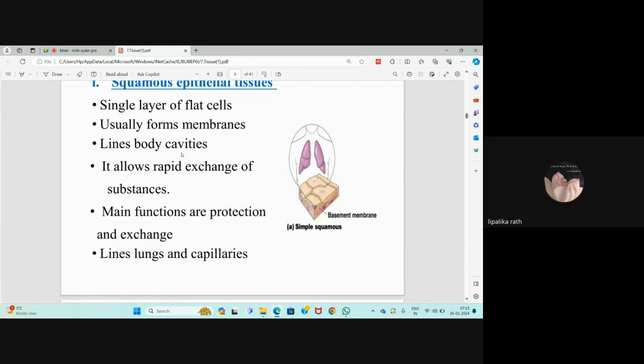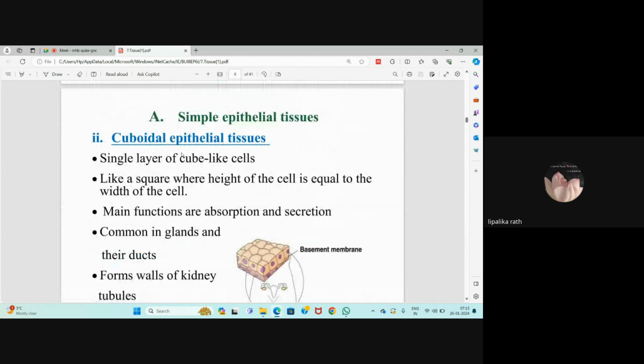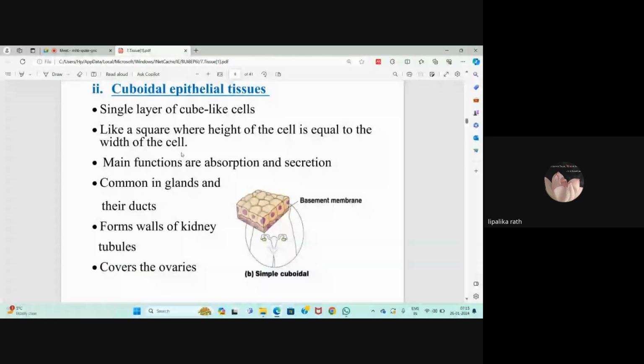Then we learned cuboidal epithelial tissue also. A single layer of cube-like cells, like a square, where the height of the cell is equal to the width of the cell. Main functions are absorption and secretion. It is common in glands and their ducts, and covers the ovaries. These are the functions.